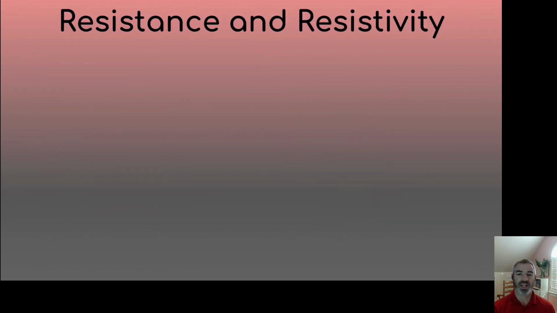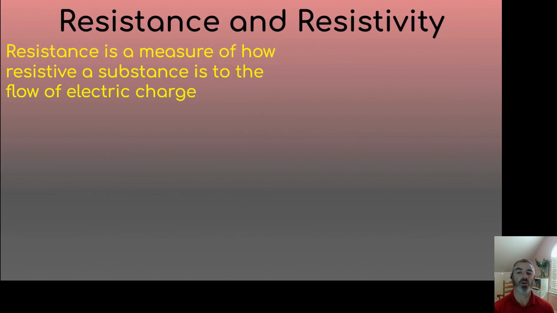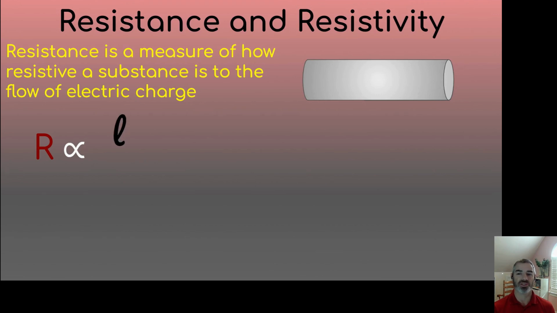Now, resistance and resistivity are not the same thing. Resistance is a measure of how resistive a substance is to the flow of electric charge. If we look at a section of a wire, zoomed in, it's a cylinder, and we're going to look at the proportionalities for resistance. The longer a resistor is, the more distance the current has to travel, so it's a direct relationship to resistance. The length increases the resistance.